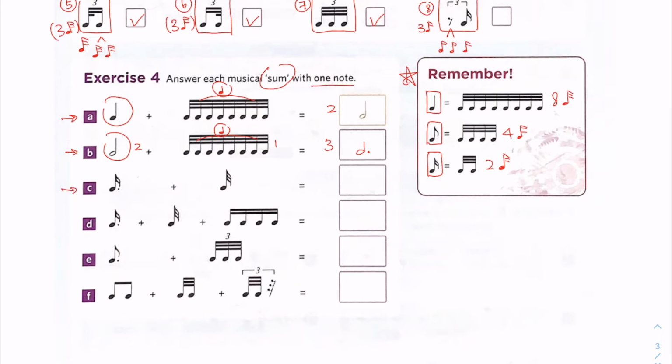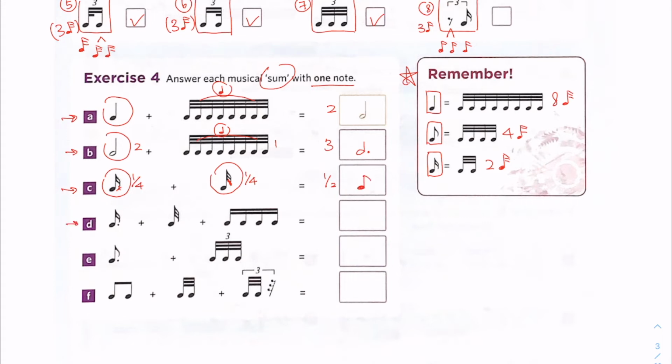Question C, here we have a dotted semiquaver plus a demisemiquaver. Now again, this is the dotted note question. You cross out the dot here, you can also cross out one tail. So we will see 2 semiquavers. Each semiquaver is a quarter of a count, which then becomes half. And we can use a quaver to show a half.